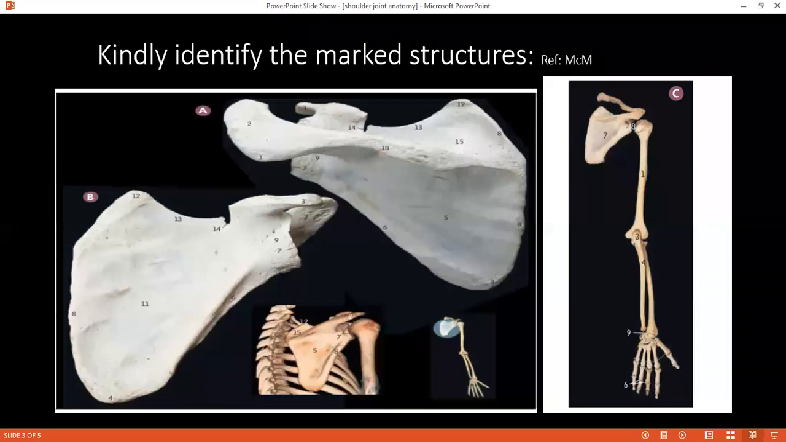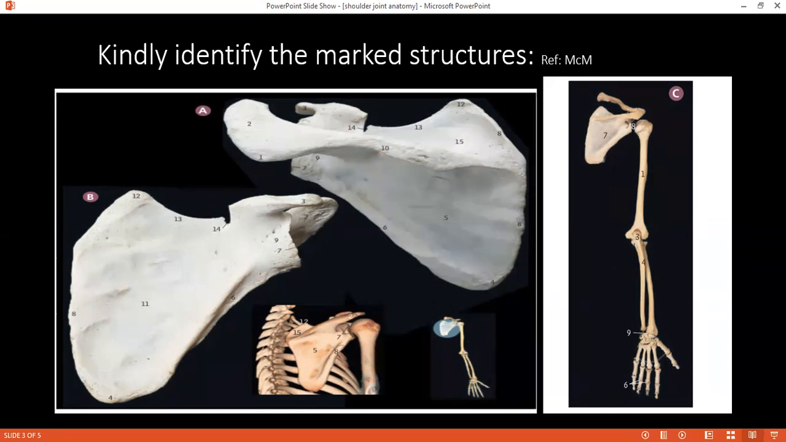And teres minor originates from the outer surface of the upper part of the medial border, and is also inserted in the greater tubercle. And subscapularis originates from the subscapular fossa and is inserted into the lesser tubercle. The nerve supply to the supraspinatus and infraspinatus is by the suprascapular nerve, which comes from the upper trunk of the brachial plexus, and to the teres minor by the axillary nerve, and to subscapularis by the upper and lower subscapular nerves.